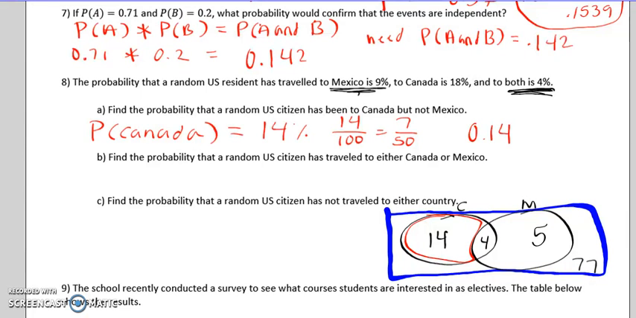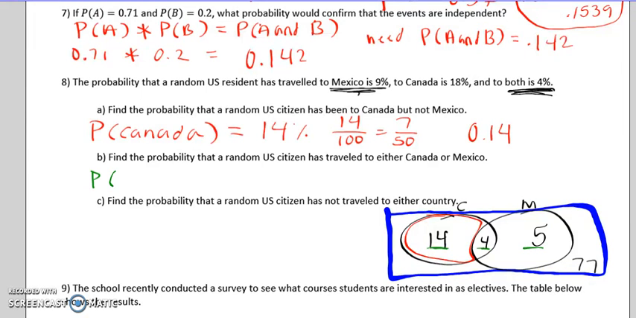All right, then find the probability that a random U.S. citizen has traveled to either Canada or Mexico. So this is everybody who has traveled to Canada, to Mexico, or to both. So let's go ahead and add all the people who have been to Canada, 14, plus the people who have been to both, so now we're at 18, plus the 5 people who have been to Mexico.